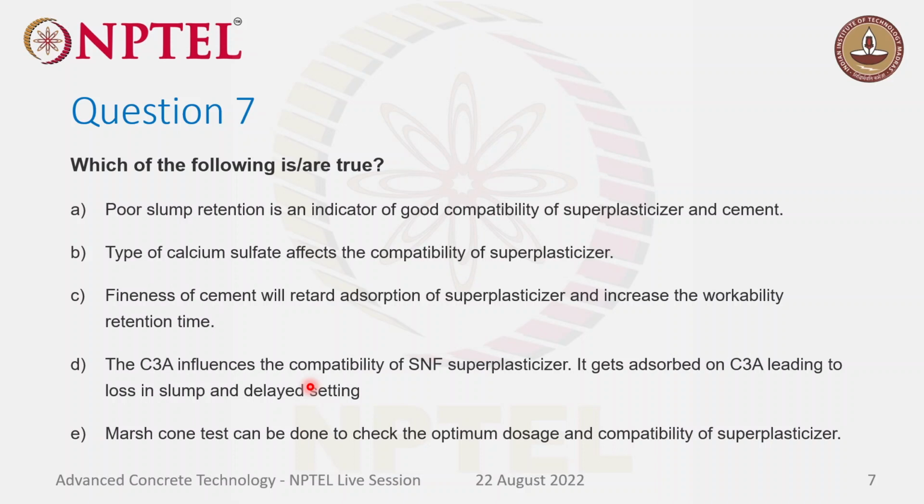And then option D is the C3A, tricalcium aluminate, influences the compatibility of SNF superplasticizer. It gets adsorbed on C3A, leading to loss of slump and delayed setting. And there is a particular slide which discusses the compatibility of SNF with C3A, the type of C3A, whether it's reactive or non-reactive, the availability of gypsum, and both the reactivity of C3A and availability of gypsum along with SNF compatibility. So if you have gone through that slide, then obviously you know the answer.